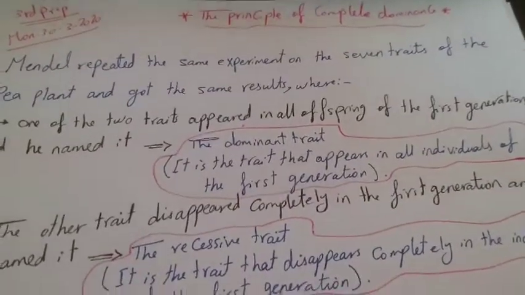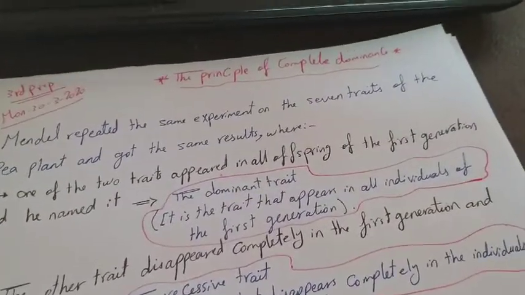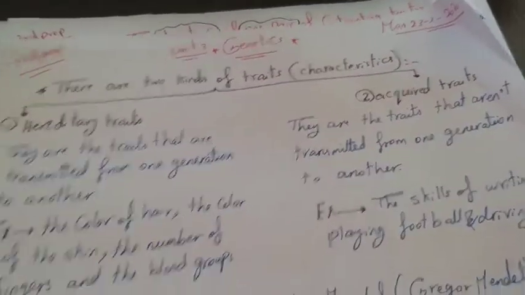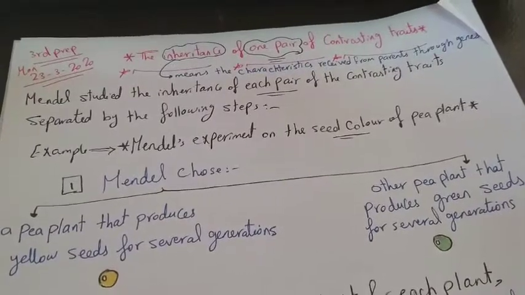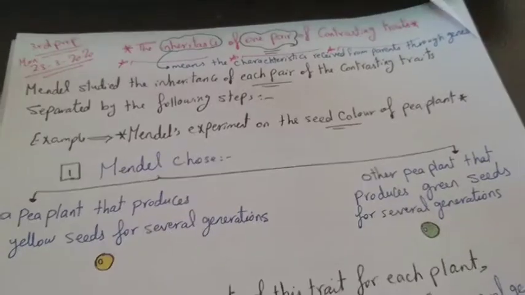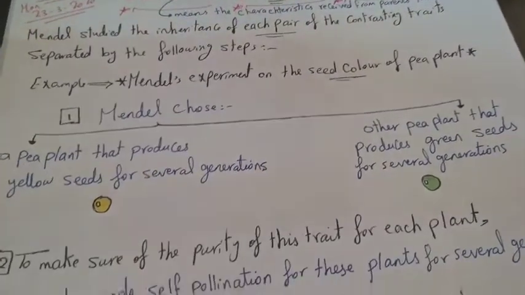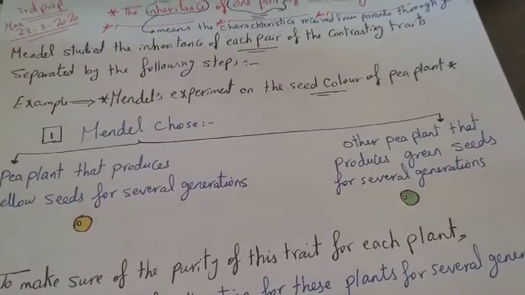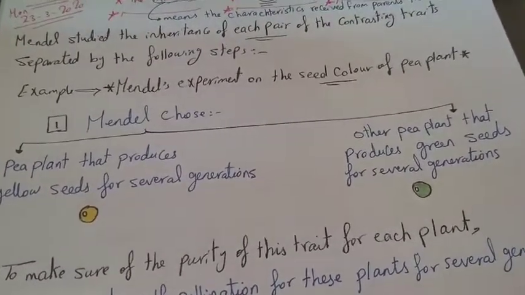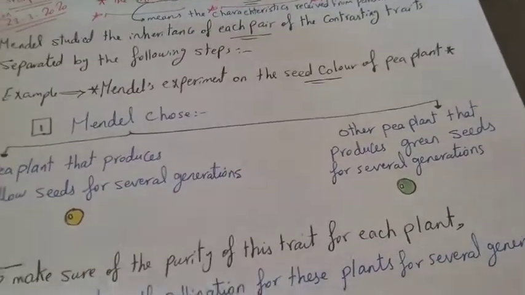Today, inshallah, we will talk about the principle of complete dominance. In the last lesson, we started the genetics unit, and we talked about the inheritance of one pair of contrasting traits, or opposite traits. We took Mendel's experiment, and he did his experiment on the 7 traits, but we talked only about the color trait of the seeds.